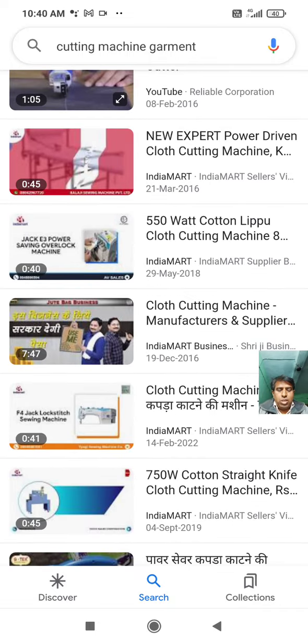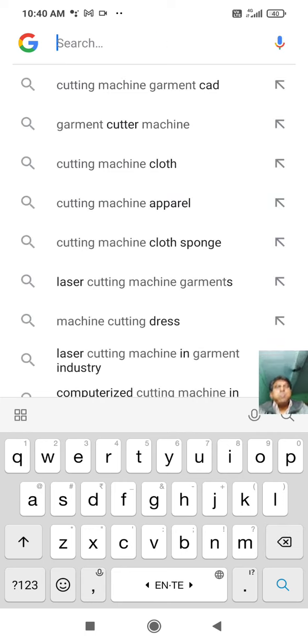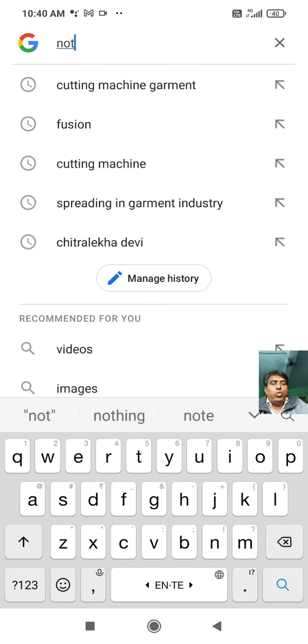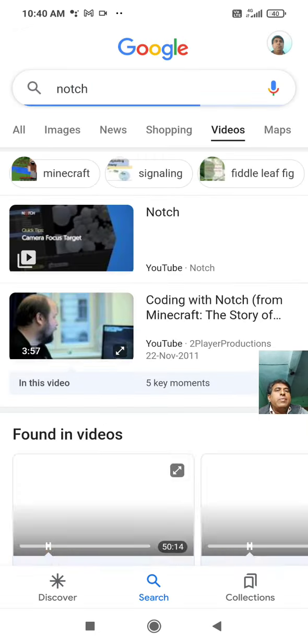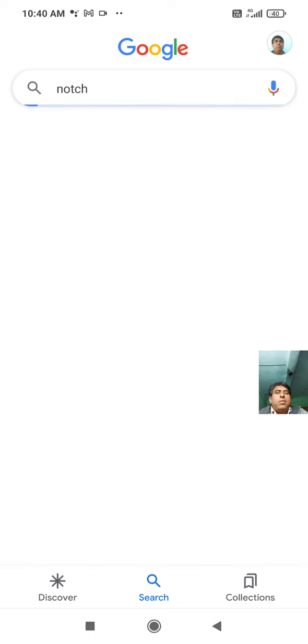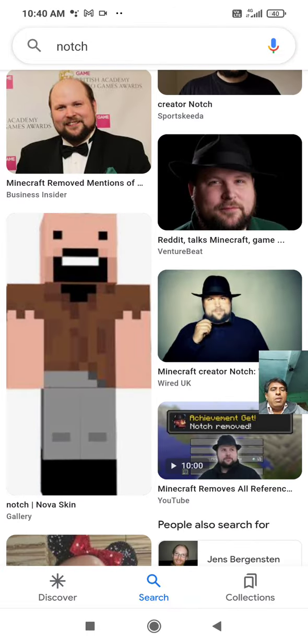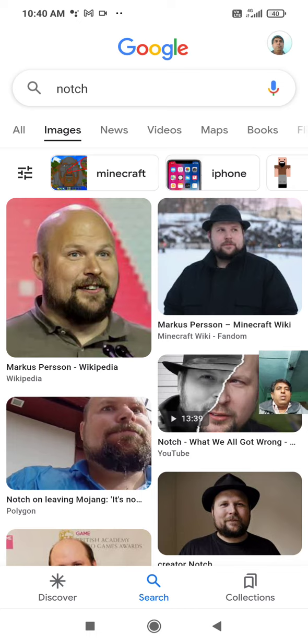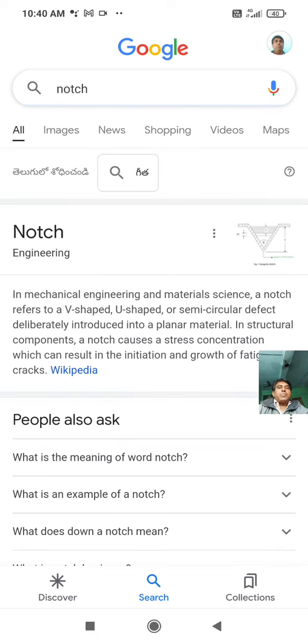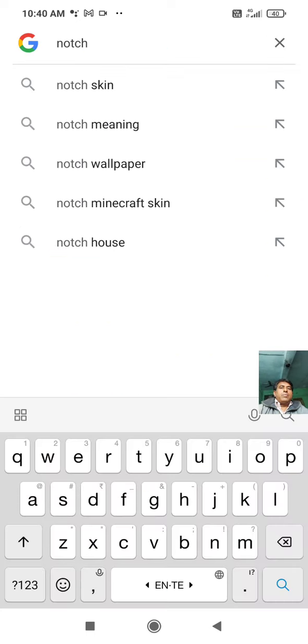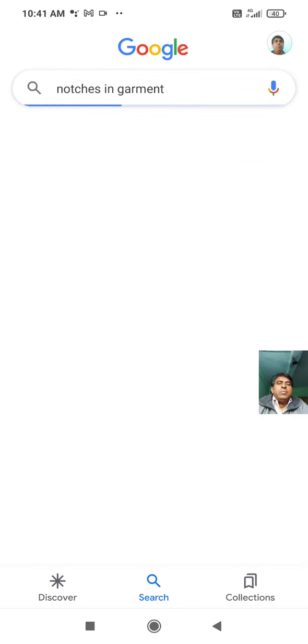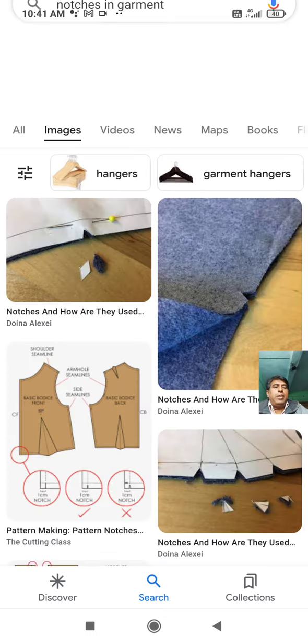So notches. Notch size refers to the depth of a notch. So what is notch size? Notch size is, I have shown you already what is a notch. As a lecturer, I have to show you one more time, because people forget why this is coming notch. So this is the notches in garment.